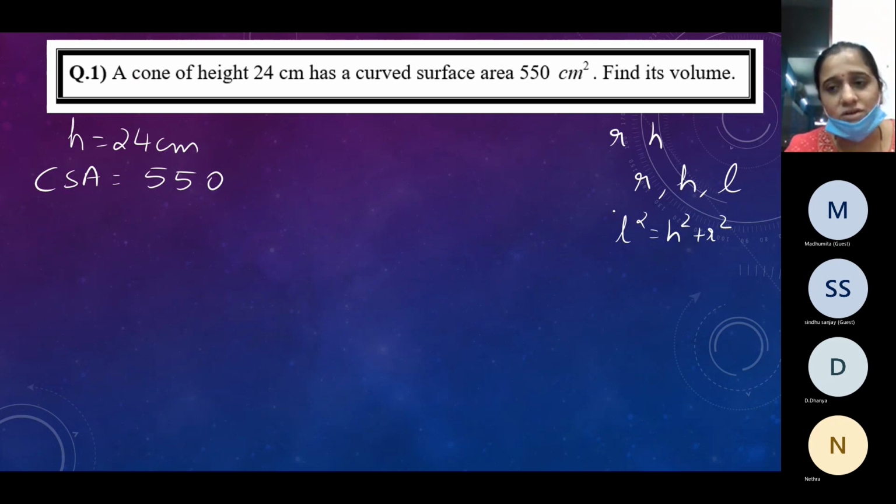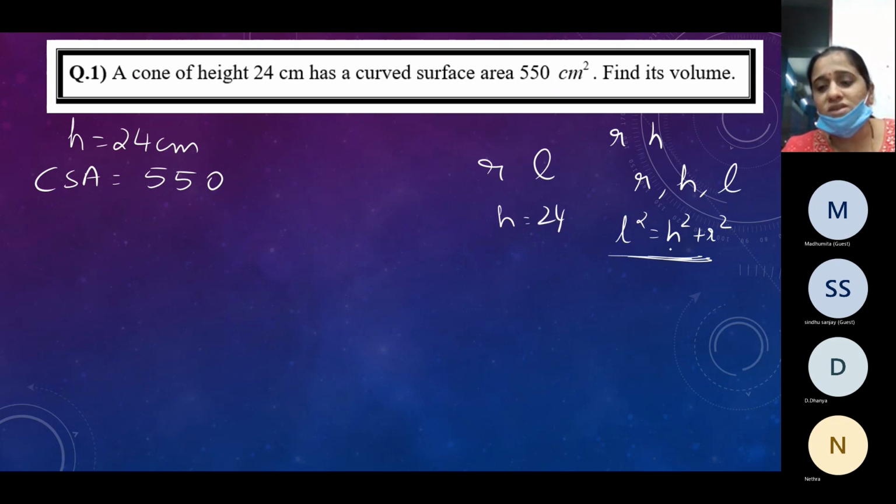So here in the question, we are not given two. We are given only one, that is H. We only know H. We don't know R. We don't know L. When you know two of them, you can find the third one using L square is equal to H square plus R square. But we know only one. We only know H is 24. So you cannot find L or R because you know only one value.